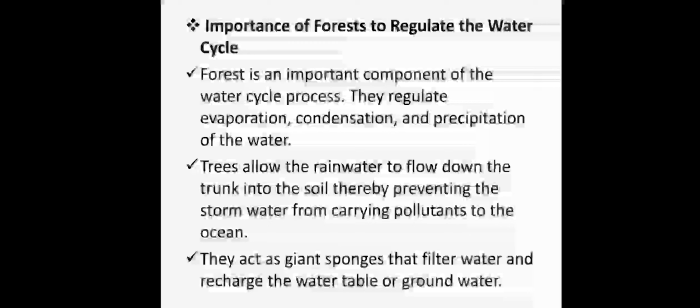They act as a giant sponge that filters water and recharges the water table or groundwater.